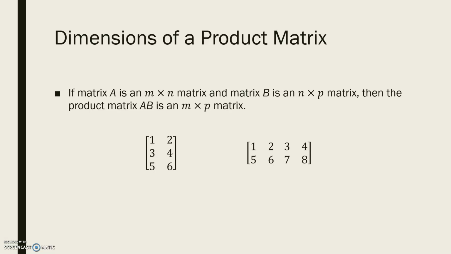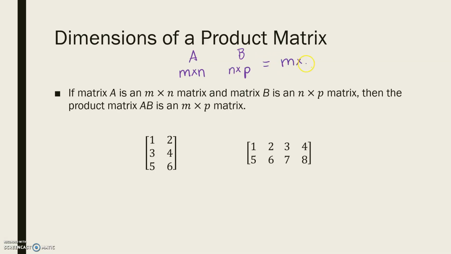So, some rules that you should be aware of are the dimensions of the product of a matrix. So if matrix A is an m by n matrix, and matrix B is an n by p matrix, then the product matrix AB is an m by p matrix. What this means is, we take m by n, this is A, and we're multiplying it by B. What it's saying is that the end result will be an m by p.